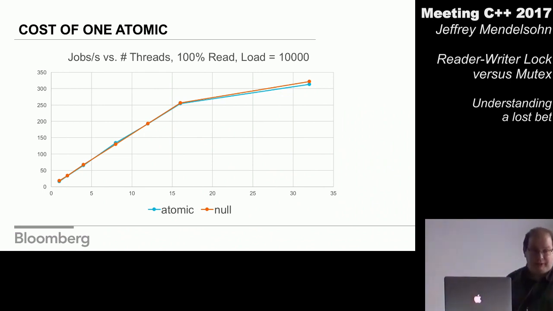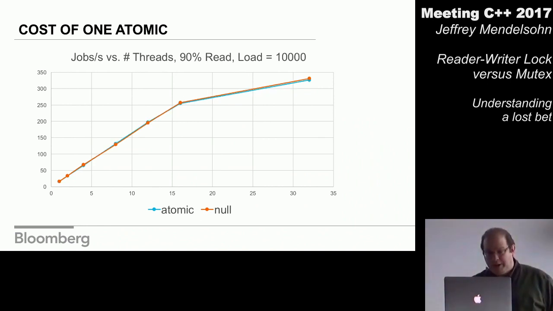So this graph is showing nothing, which is good. Actually, it is showing one thing, though. It's showing the kind of behavior we want when we do multi-threading. As I add threads, I get more work done. That's a good thing. That's scalability. We're going to lose that very quickly. So just to sort of show the progression, we're going to move to 90% reads.